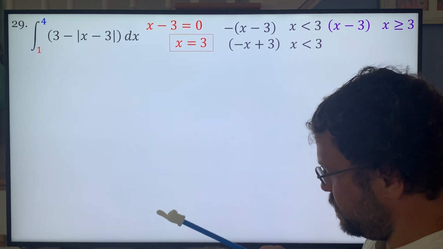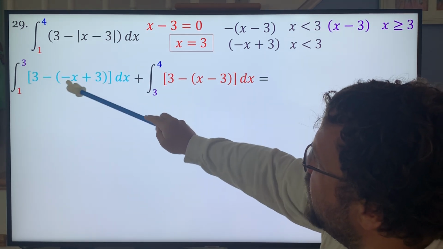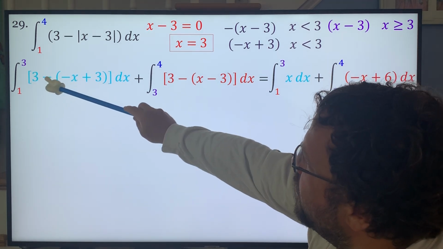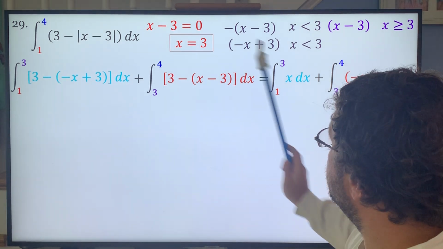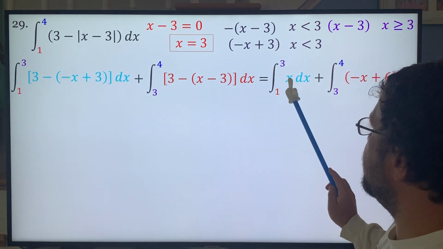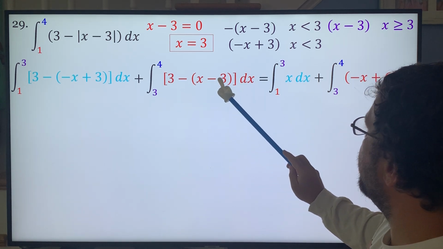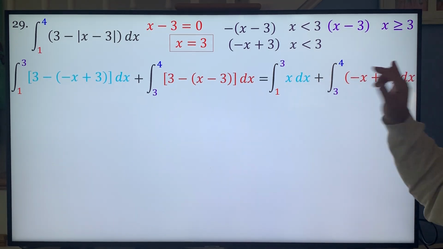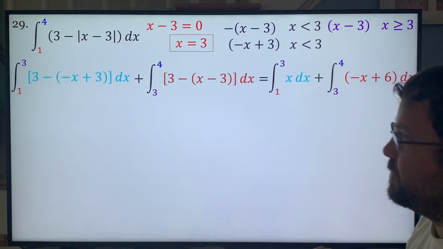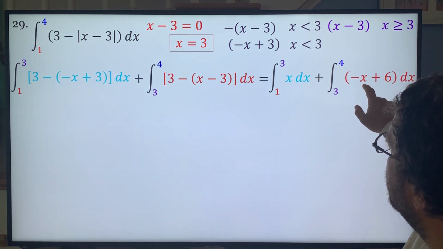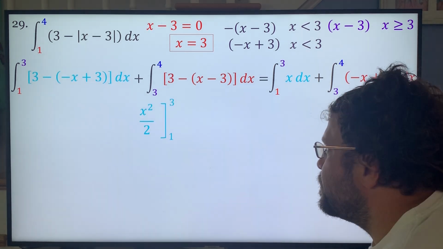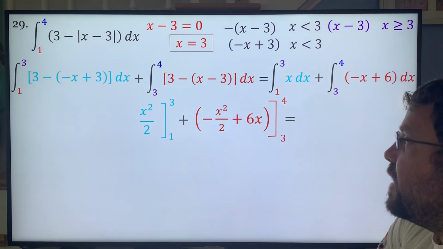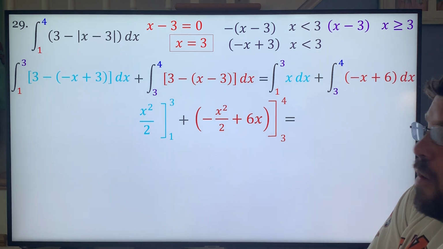Where'd I go? Distribute the negative from here and here, positive and negative. So this becomes 3 minus 3, which is 0. Negative negative x is a positive x. 3 minus negative 3 is positive 6, and this becomes a negative x. So now look, the things you're integrating are quite different. Integrate this: negative x squared over 2 plus 6x, from 1 to 3. Or negative 1/2 x squared plus 6x. Whichever one you want.